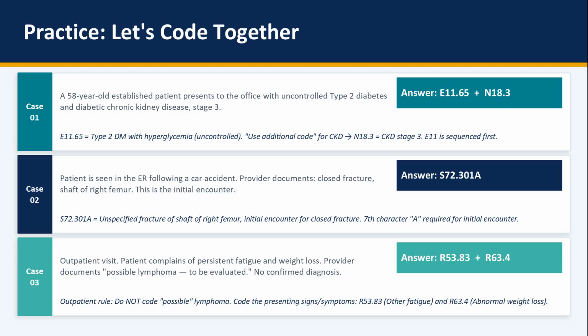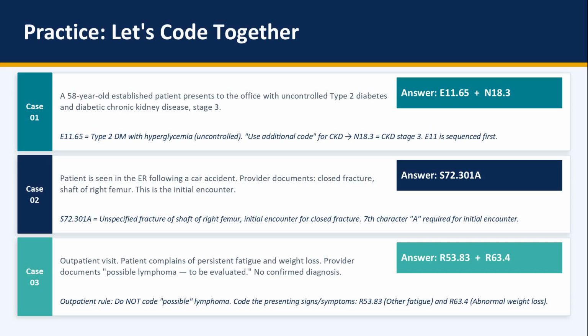Case 3. This one is an outpatient visit. Patient has persistent fatigue and weight loss. The provider documents possible lymphoma, to be evaluated. No confirmed diagnosis. Remember our outpatient rule? We do not code possible or probable diagnoses in the outpatient setting, so lymphoma is off the table. We code the symptoms instead. R53.83 for other fatigue and R63.4 for abnormal weight loss.